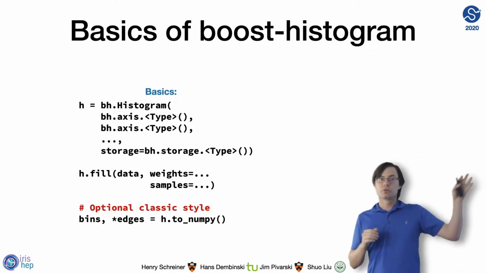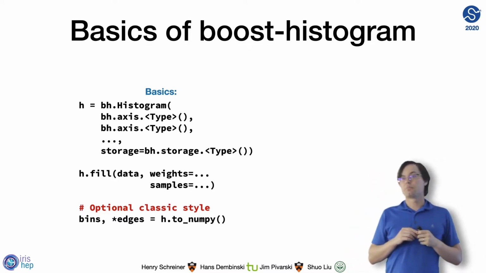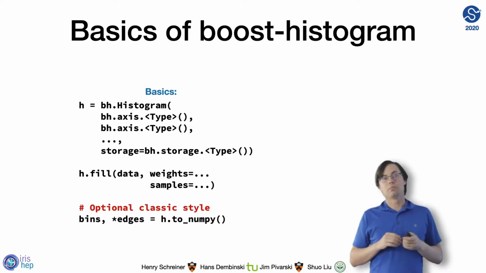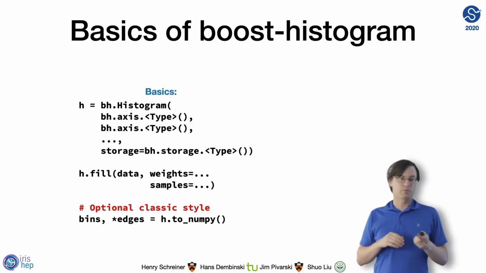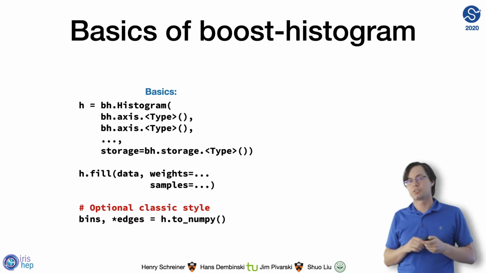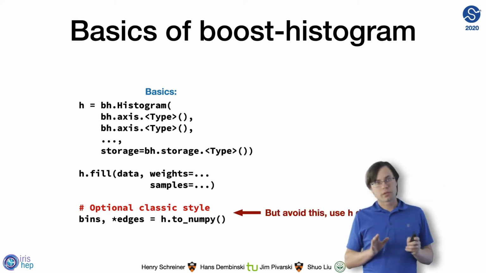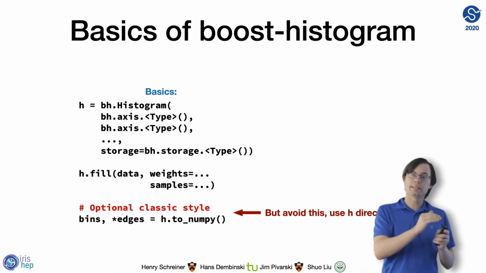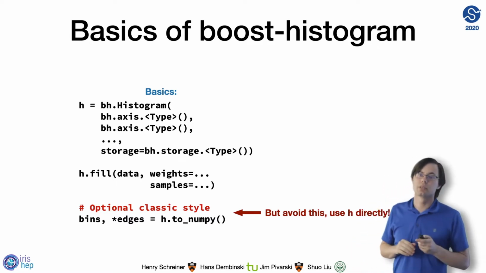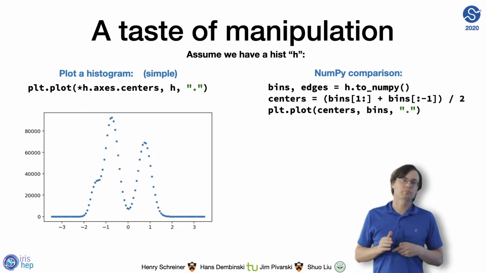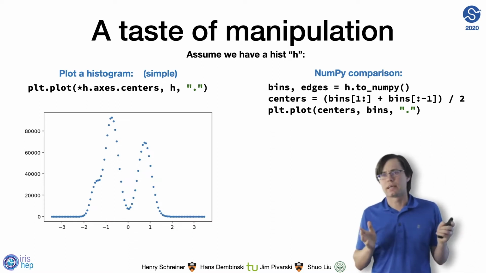You can also do, as you see over here, a conversion back to this traditional output of NumPy. This would be sort of the classic style histograms. But you really probably shouldn't be using this directly. I'm hopefully going to show you that it's actually really, really nice to have this histogram object to manipulate. So let's take a look at what manipulation might look like.